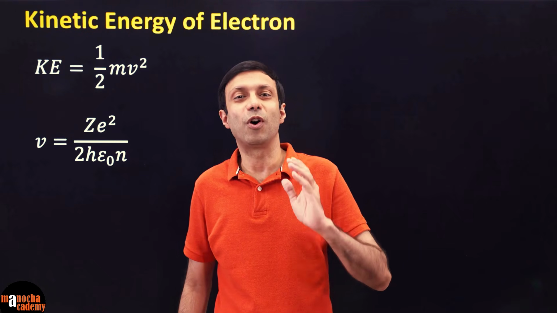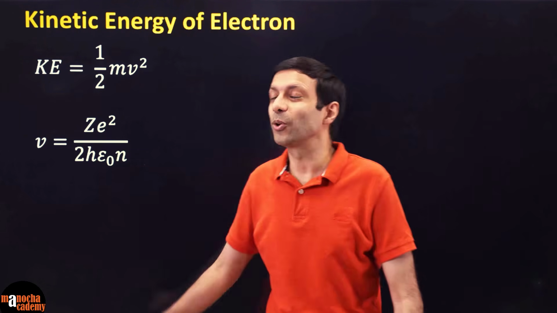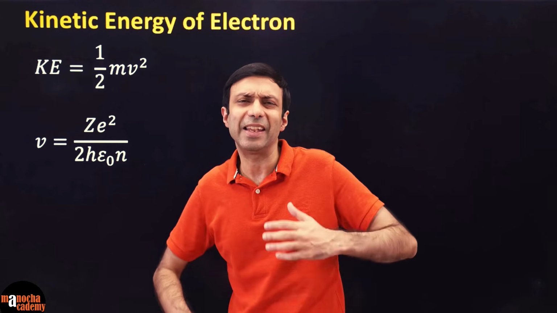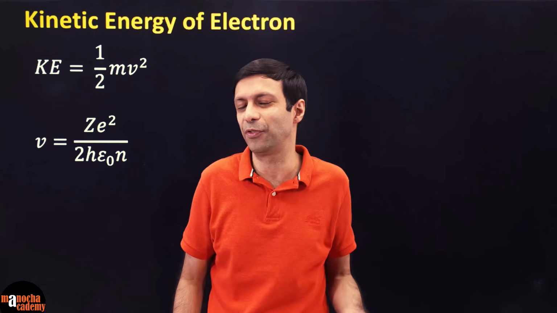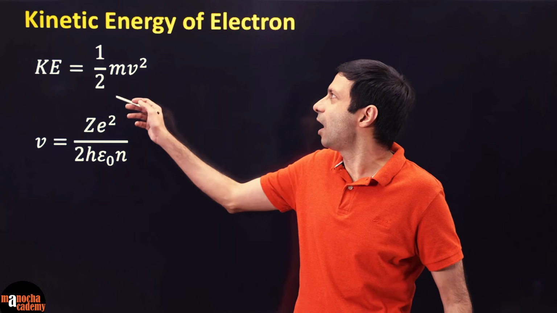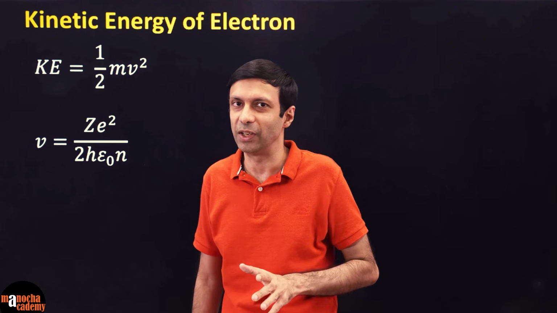So we have talked about the formulas for radius of the electron and the velocity of the electron. Now let's look at the kinetic energy of the electron. What is the meaning of kinetic energy? The energy in motion. And we definitely know that the electron is in a very fast motion. The kinetic energy formula you have learnt in physics is half mv square, where m is the mass of the electron and v is the velocity of the electron.